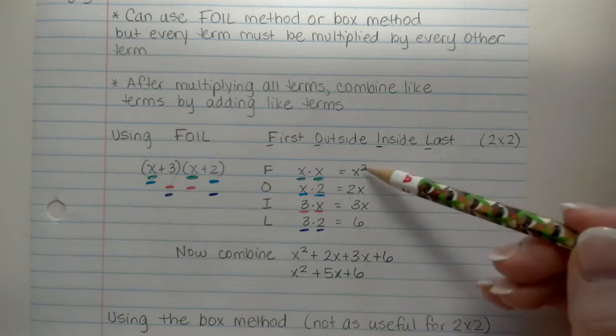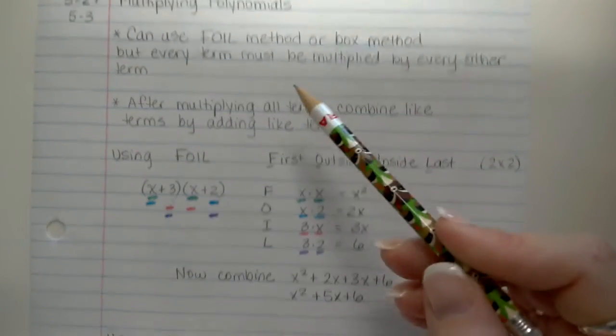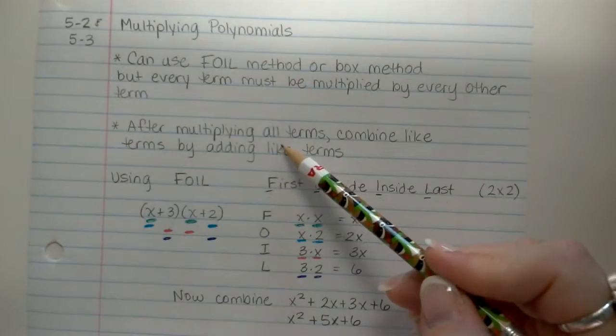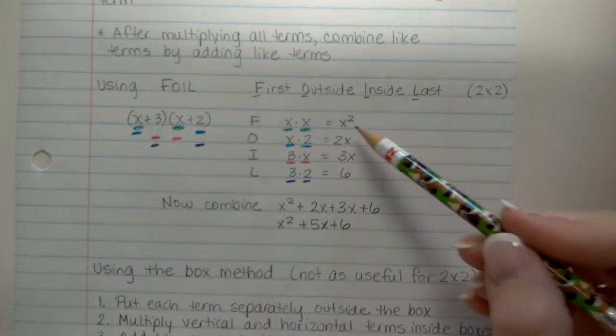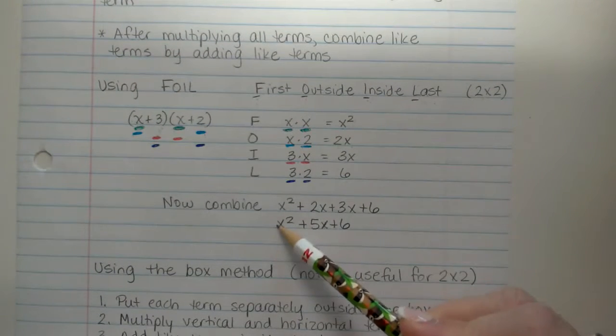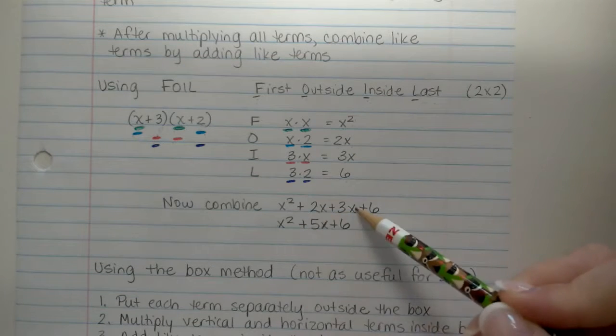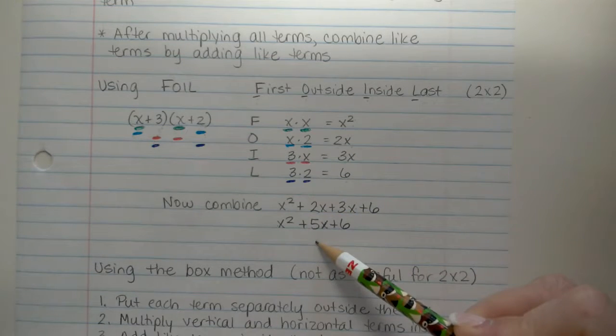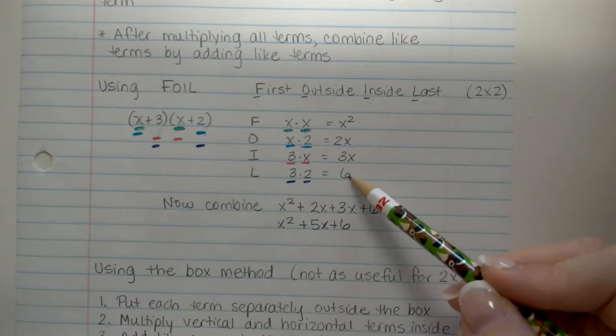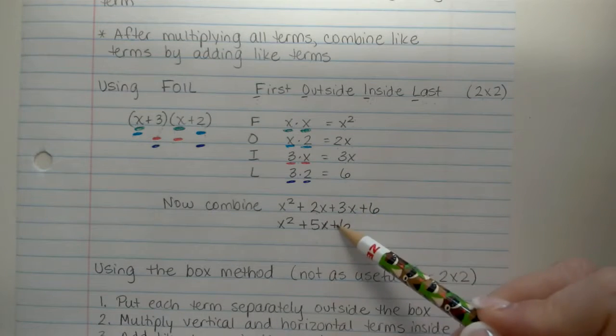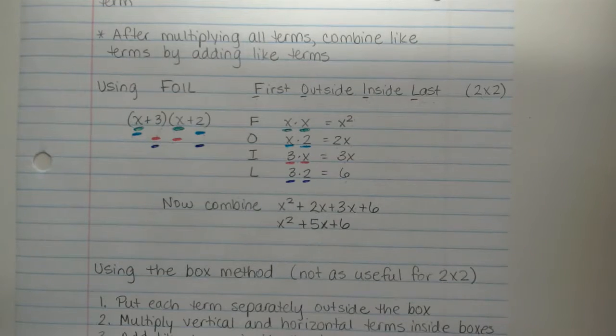Once you have all of these terms, after you FOIL it, you're going to actually combine your like terms. There's no other x squared, so x squared stays the same. There's a 2x and a 3x. Since they both have the same variable, you can combine them to say that I have 5x. And then 6 has no like terms, so we just keep 6. So this is the answer.